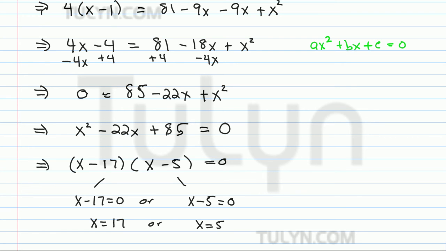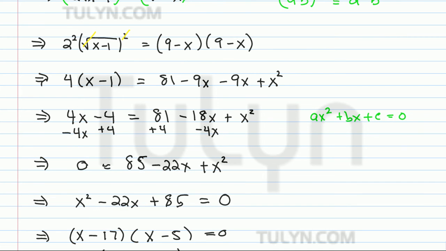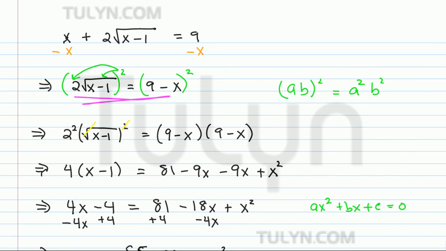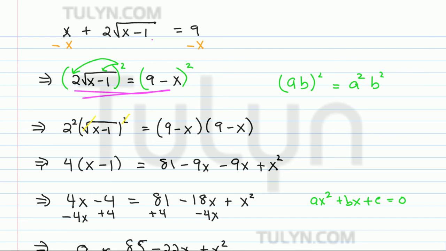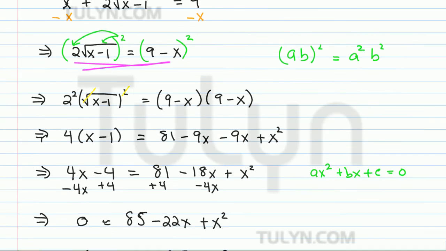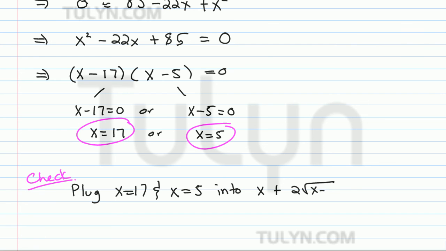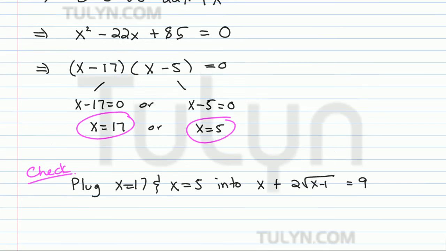Now, we have our solutions, and since we ended up squaring our equation at some point, right up here, we have to check our solutions to make sure that both of them check out. So we want to plug 17 and 5 into the original equation, which was x plus 2 square root of x minus 1 is equal to 9, just so that we could remind ourselves.